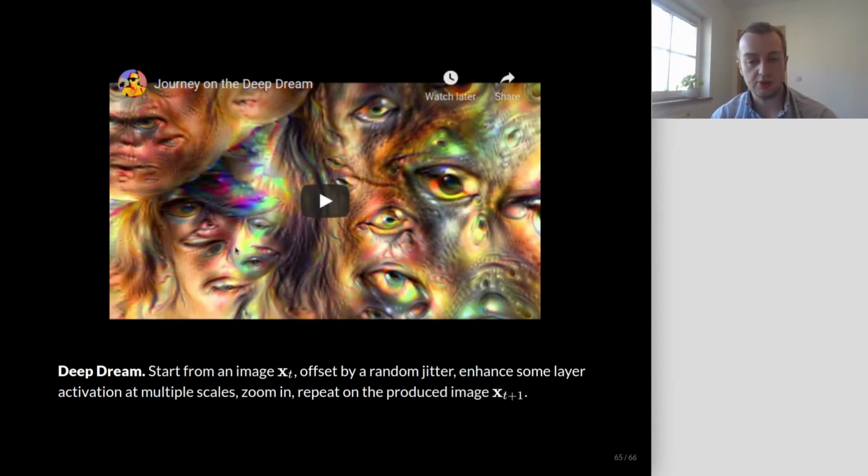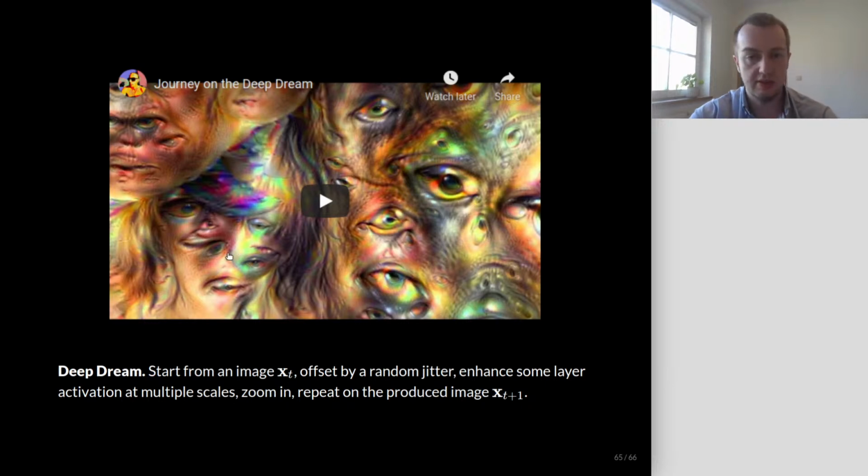And just to show you more about this, what you will see are some kind of hallucinations that we call deep dream that you can extract from a convnet. It's basically applying this idea, but in a loop.